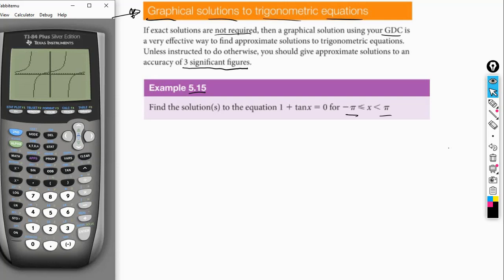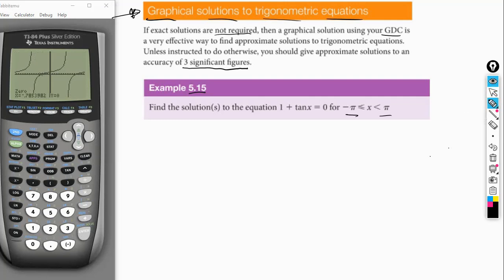And notice that we have two solutions because there's two instances where the function is equal to 0. We can find these by going second, calculate, and option number 2, zero. Notice that it asks again for the left bound, so we need to move this below the x-axis for the left bound, and then above the x-axis for the right bound. Hit enter, guess, and there's our first solution.